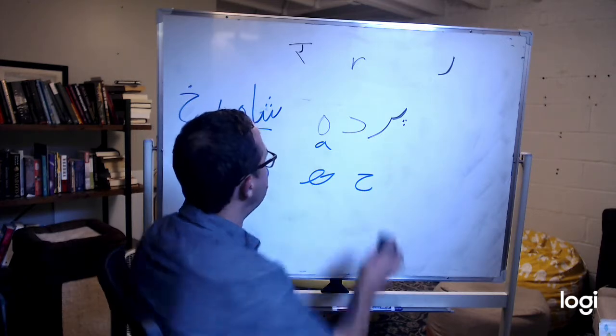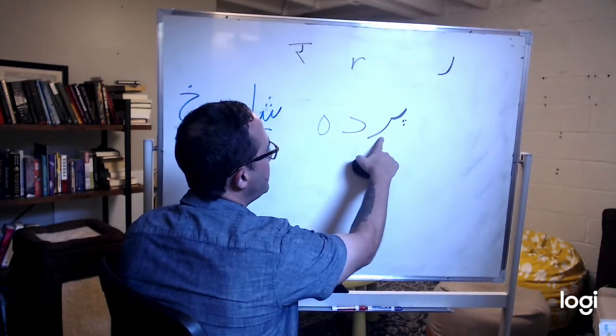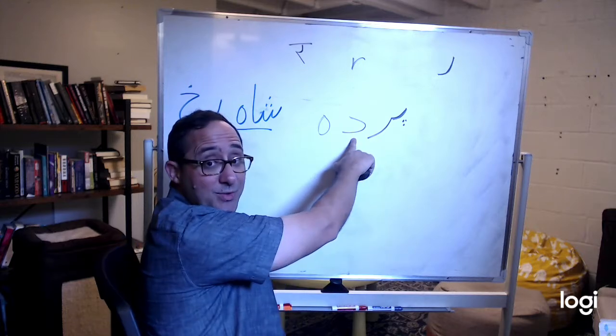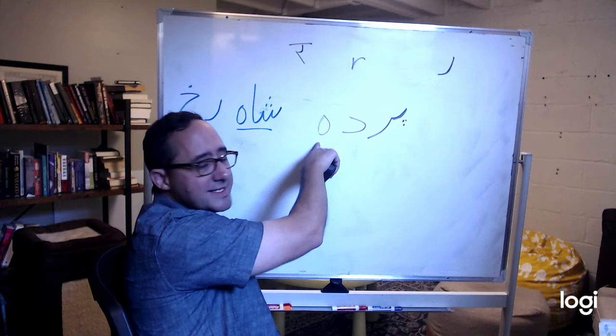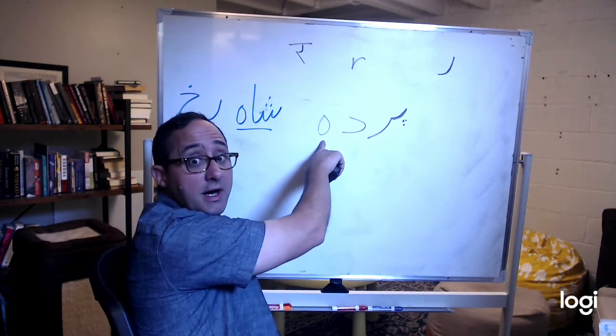So, parda. Par. Notice it's not connecting with the D. And then the D is not connecting with this choti hai. Oh, I'm sorry, that's not choti hai. That's another type of ha.